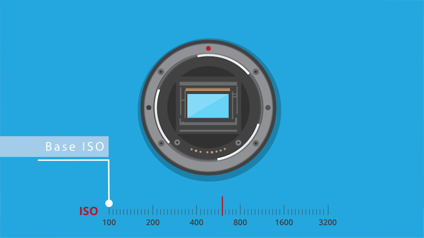Base ISO. Now, you have to know the base ISO. The base ISO is the lowest level of ISO in every camera. Most cameras have a base ISO of 100. And at the base ISO setting, you can get the best quality picture. So most of the time, try to use the base ISO setting.